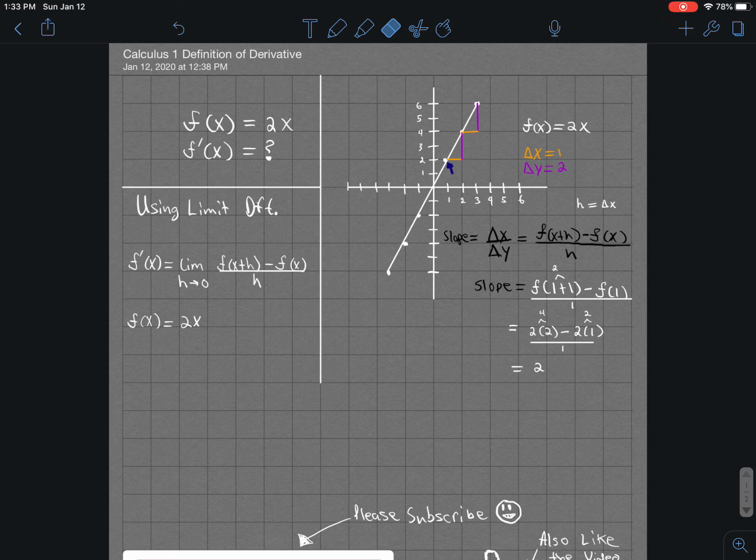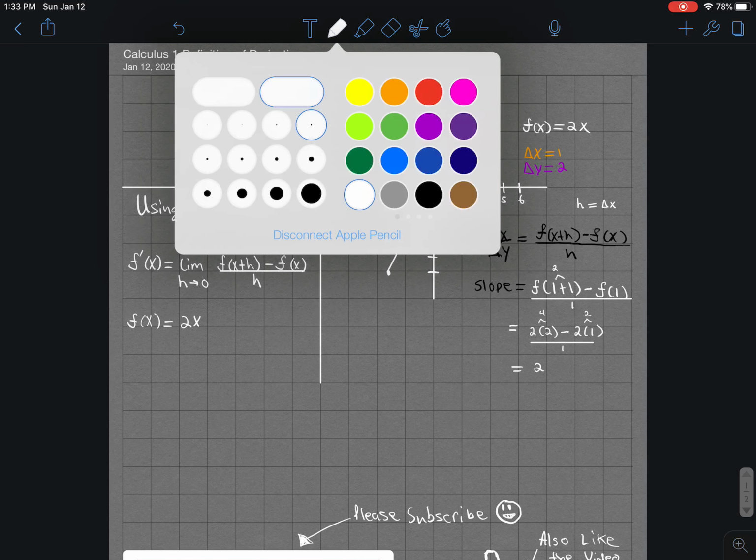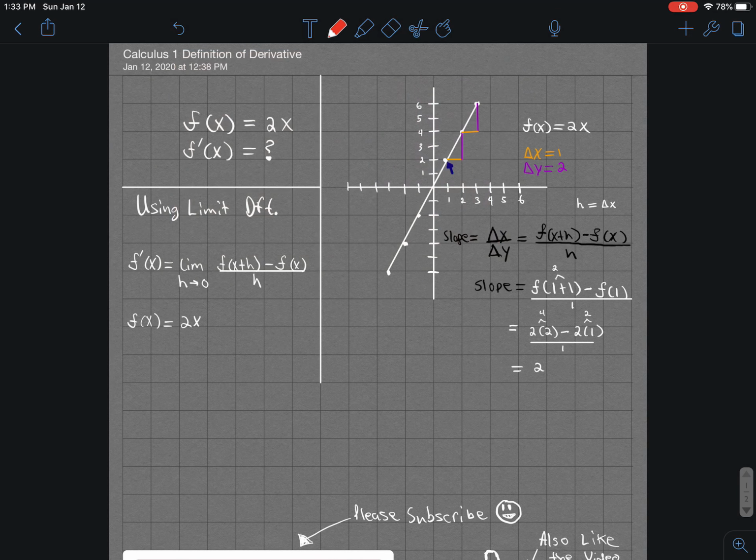So basically, I'm going to show you guys how to take a derivative using the definition of a derivative, or the limit definition of it. So if we look at the leftmost side of the screen, we have this function called f of x equals 2x, and we want to find the derivative, or f prime of x.